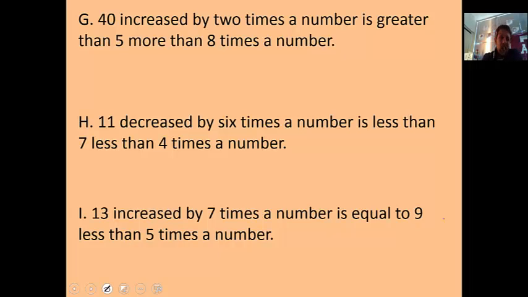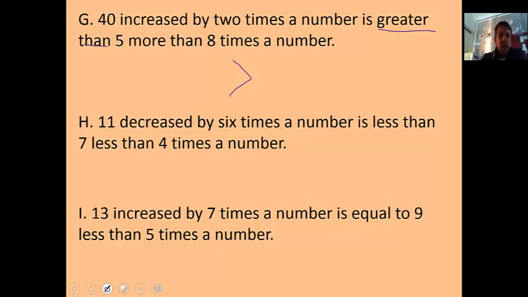All right, let's take a stab at some harder stuff. 40 increased by 2 times a number is greater than 5 more than 8 times a number. I already hear language of an inequality because I hear the words greater than. So I'm going to start off with, I look at my hands, greater than. The one that doesn't look like an L is my greater than symbol. So I'm going to draw that symbol, greater than.